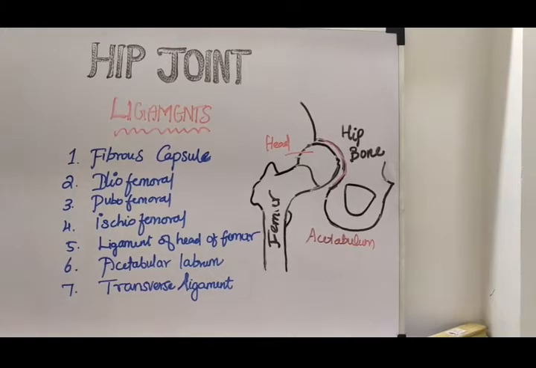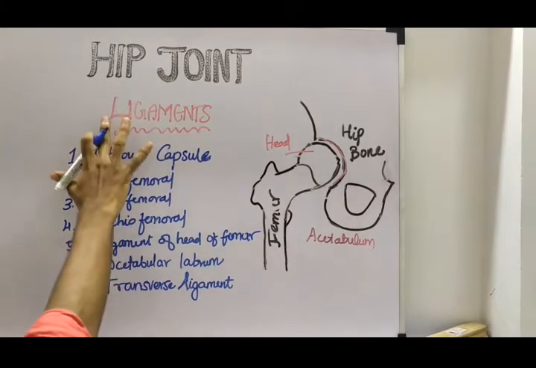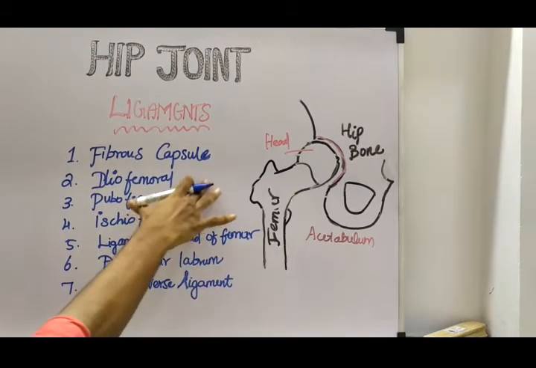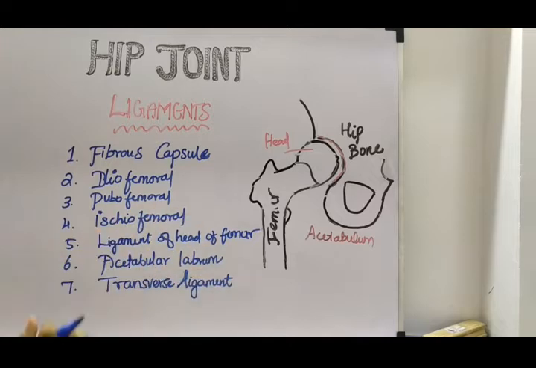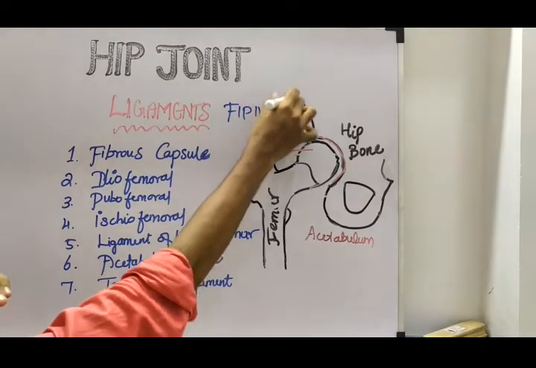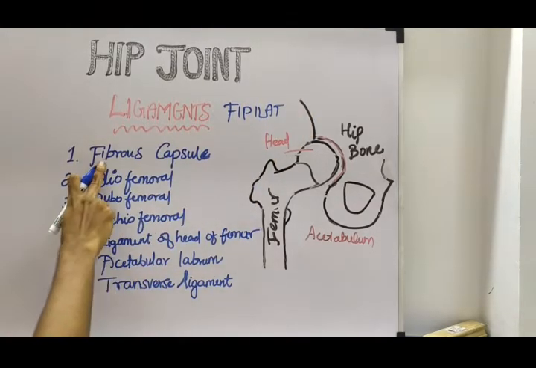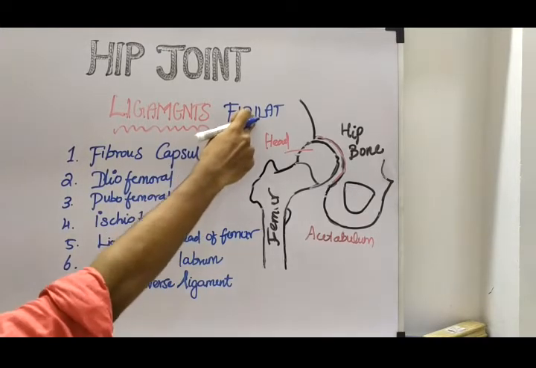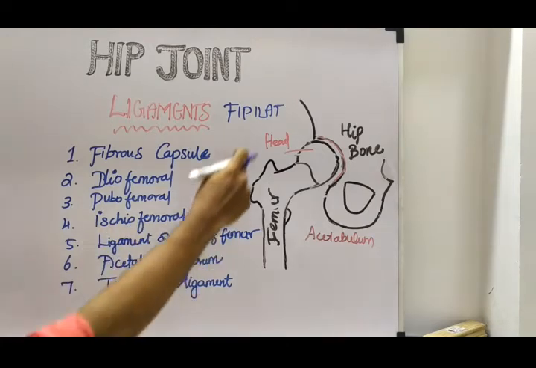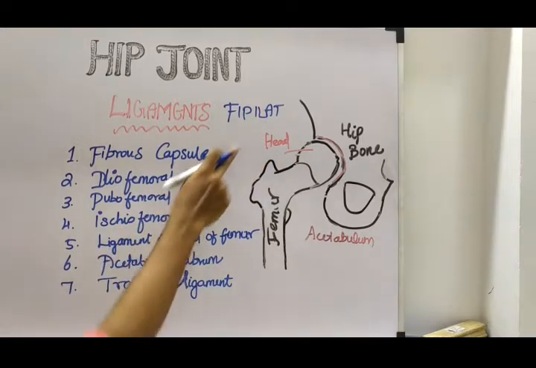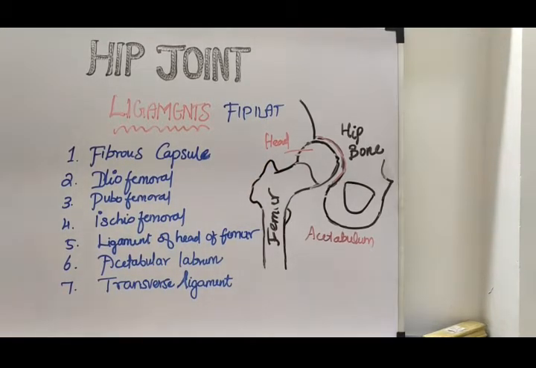Now the next important topic in the hip joint is the ligaments. There are some 7 ligaments which are very important in the hip joint. To make it easy, I am giving you a mnemonic, FIPPY-LAT. F for fibrous capsule, I for iliofemoral ligament, P for pubofemoral ligament, another I for ischiofemoral ligament, L for ligament of head of femur, A for acetabular labrum, and T for the transverse ligament. So we'll see in detail.